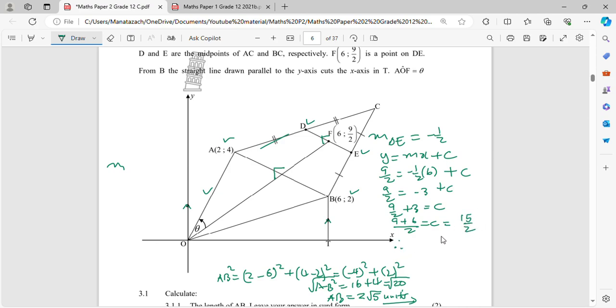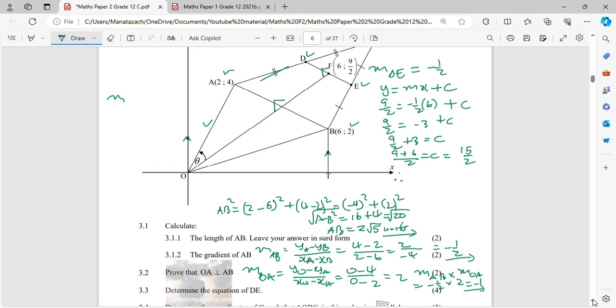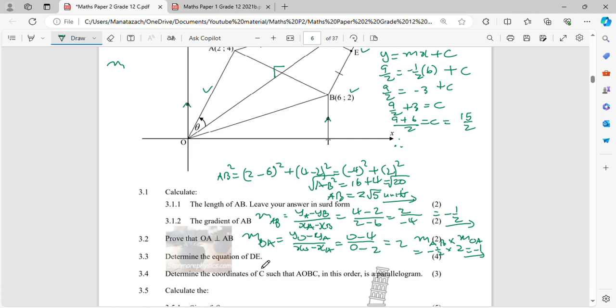Therefore, the equation will be, let me write it where I'm supposed to write it. Okay. The equation here is y is equal to the gradient, minus 1 over 2 x, and then plus c, which is 15 divided by 2.